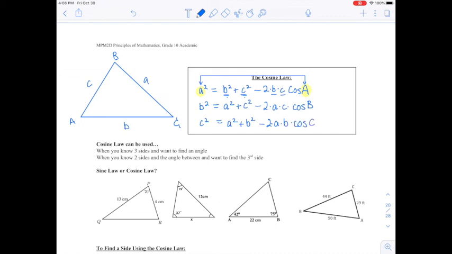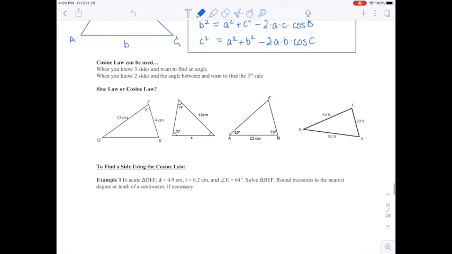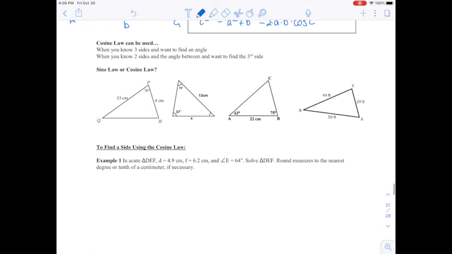Okay, so when do we use the cosine law? Well, the most important case where you can use a cosine law, the one that happens most often that you can't use a sine law, is when you know three sides and you don't know any of the angles. The cosine law can also be used when you know two sides and the angle between them. If you remember, we called that the angle contained within the two sides.